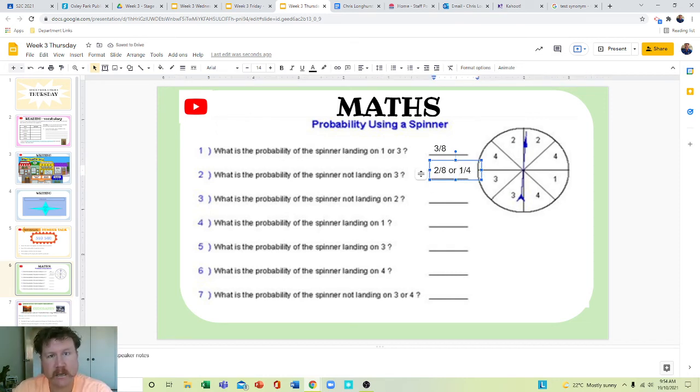Both of those answers are correct. Yes, 2 out of 8. But for those of you who want to be fancy and really mess with the teacher, they'll know the answer, trust me. You can simplify it. And that just shows us that you understand fractions and simplifying fractions. Okay, I hope that makes sense. Think about it. 2 divided by 2 is 1. 8 divided by 2 is 4.